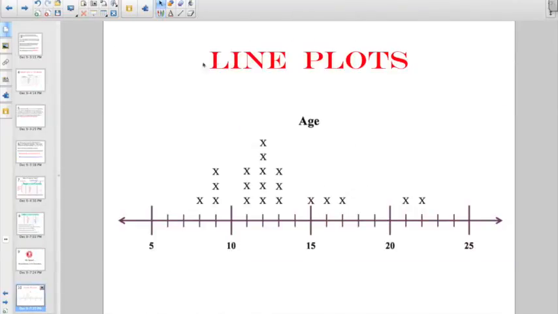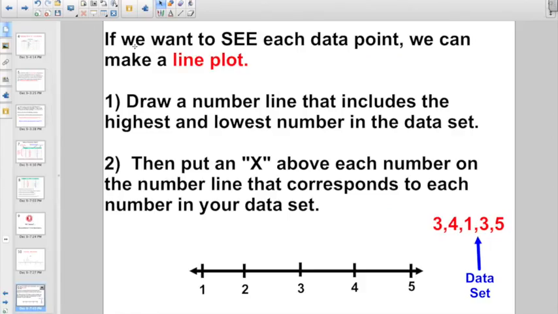All right, welcome back. Now we're going to talk about the other way to organize some raw data. These are line plots. So if we wanted to see each data point, you can always make what they call a line plot. 2 steps to a line plot. Draw a number line that includes the highest and lowest number in the data set. And then you put an X above each number on the number line that corresponds to each number in your data set.